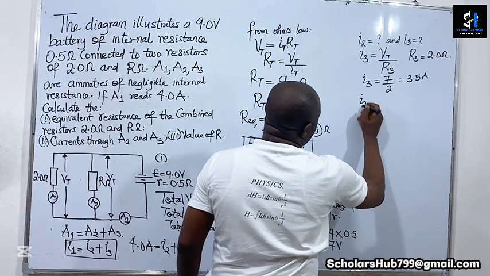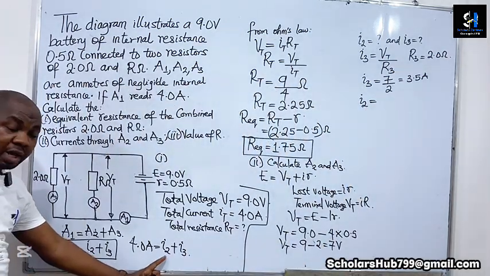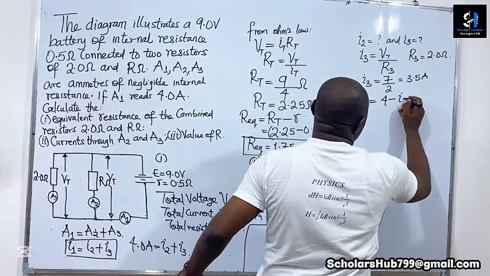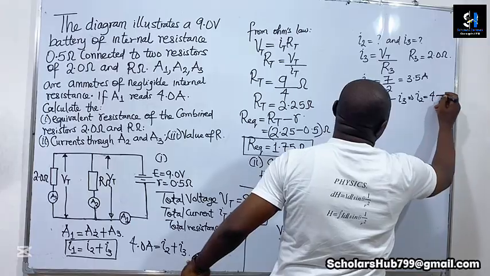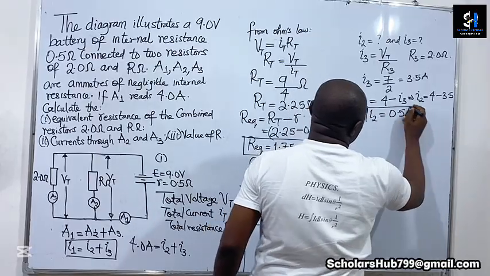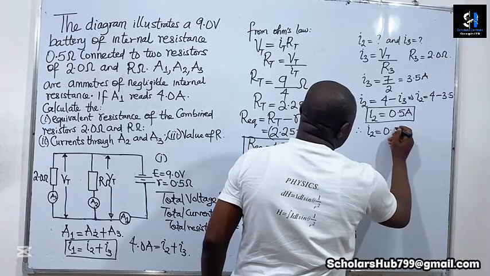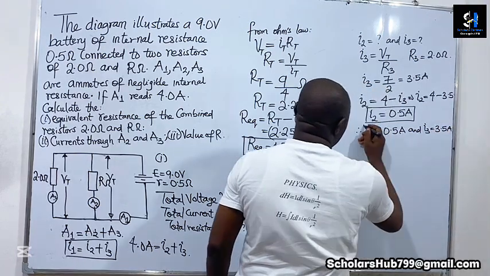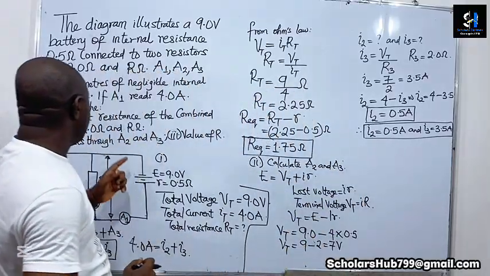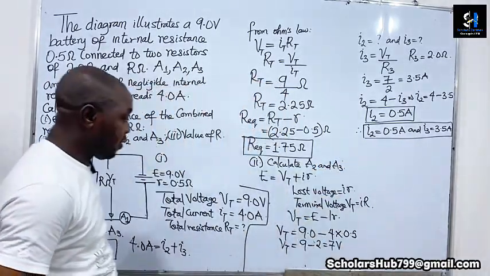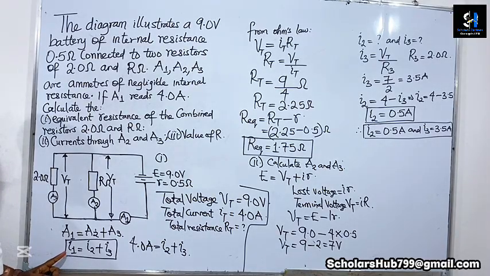So from here, we're going to make I2 the subject of the formula. I2 will be equal to 4 minus I3. So I2 will be equal to 4 minus 3.5, so that I2 will be 0.5 amps. Therefore, I2 equals 0.5 amps and I3 equals 3.5 amps. These are the values of the current through A2 and A3. And when we add 0.5 and 3.5, of course, we get the total current, which is A1, the current through ammeter 1.